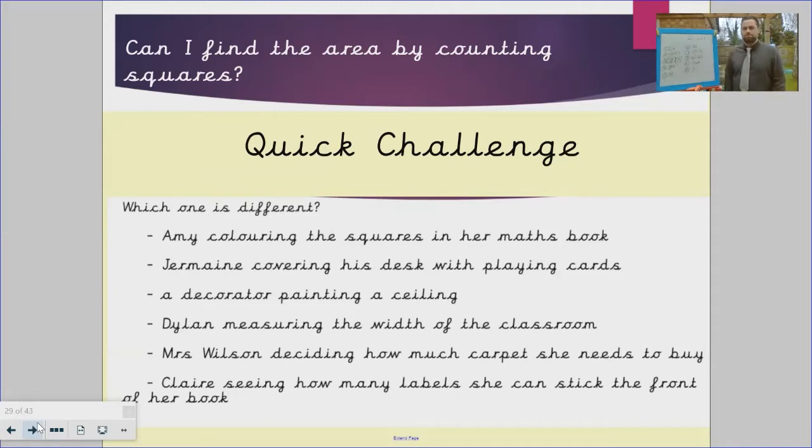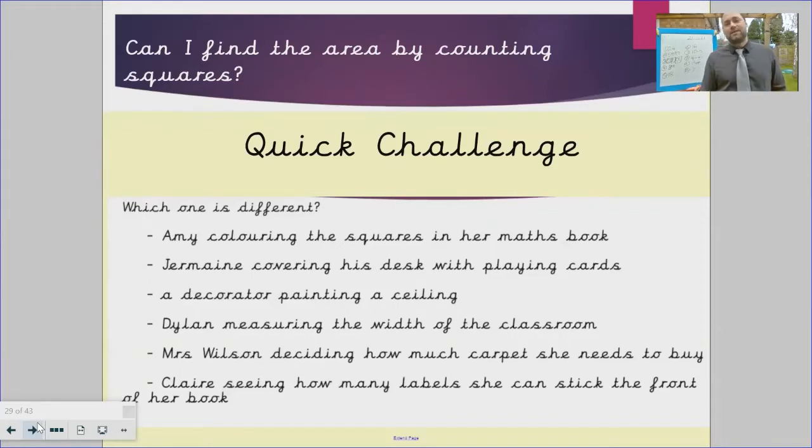Pause the video. Okay, welcome back. Hopefully you've had a bit of time to think about that. Now, some of you may have loads of different answers here, but we are focusing on area. So let's try to relate these to area. Amy colouring the squares in her maths book. Yeah, that's area, isn't it? We're looking at using squares today. Her maths book is a page and she's colouring in all the squares, finding out how many squares there are on a page in the book. So that could be area.